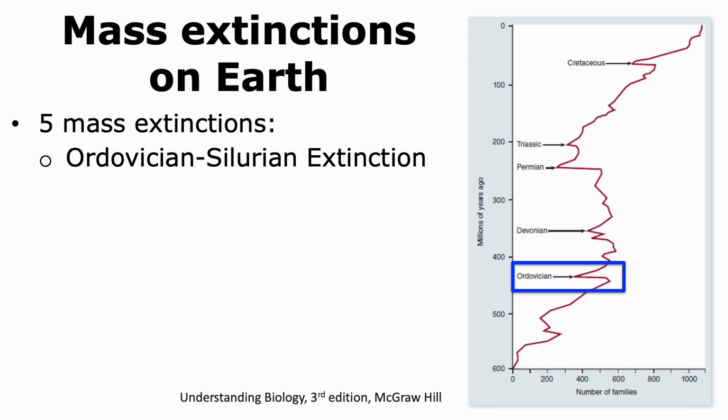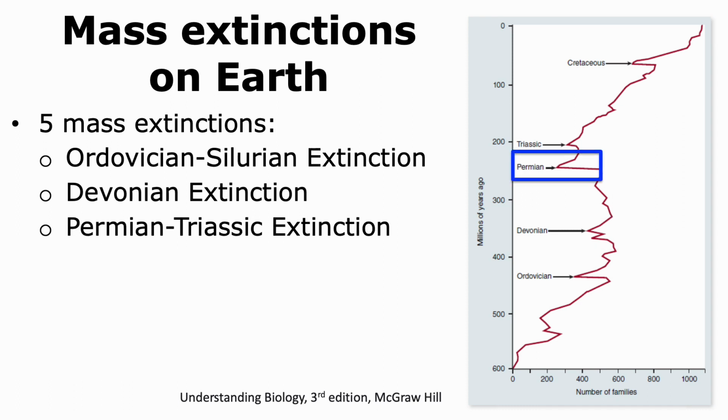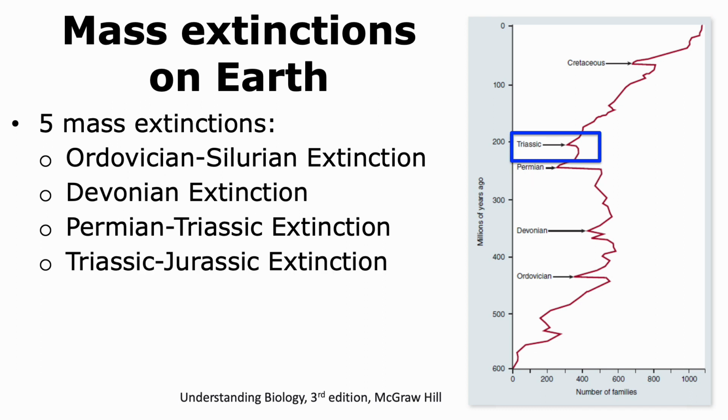The first mass extinction for which we have evidence is called the Ordovician-Silurian extinction, and it happened 440 million years ago. The second extinction occurred 365 million years ago and is called the Devonian extinction. The Permian-Triassic extinction occurred 250 million years ago, and this was a massive extinction event where we lost more than 90% of species. This was followed by the Triassic-Jurassic extinction event, and this occurred around 210 million years ago.